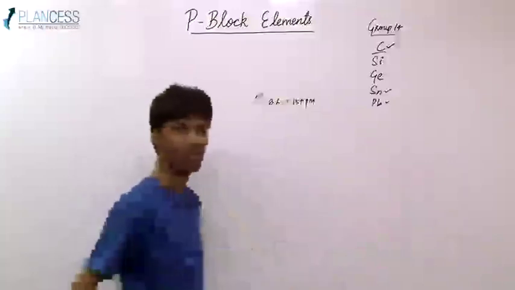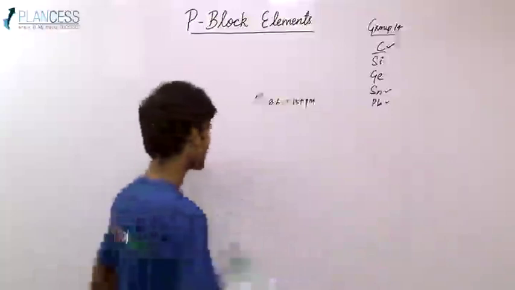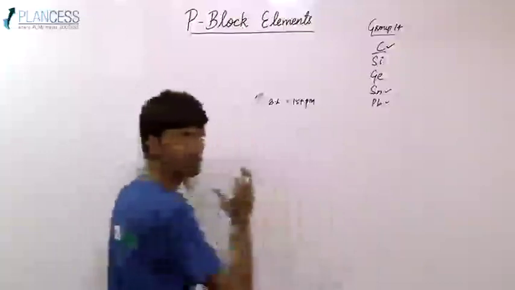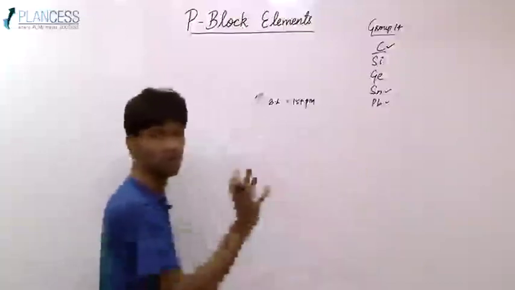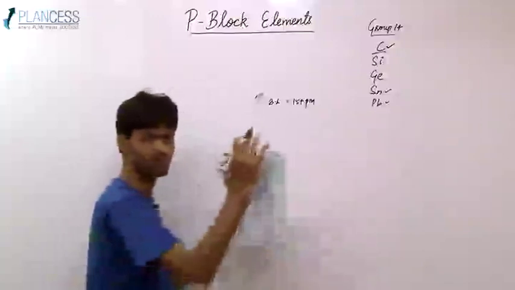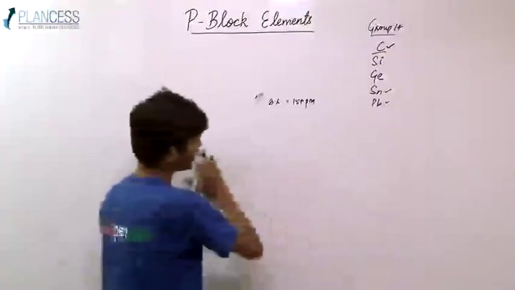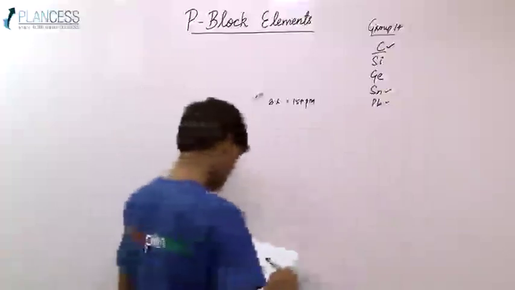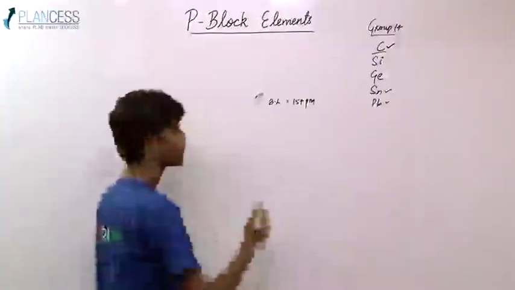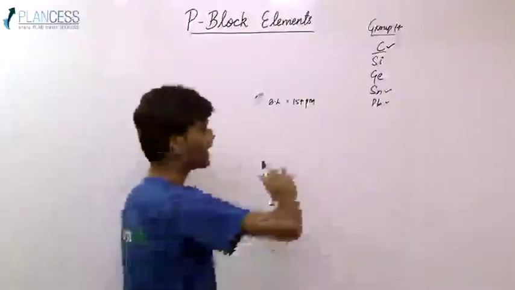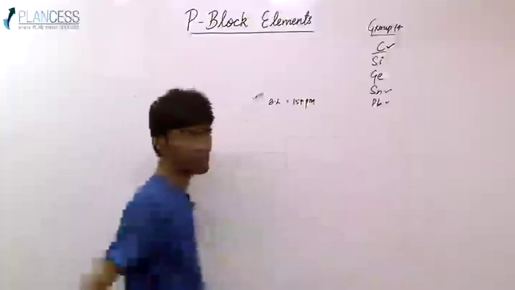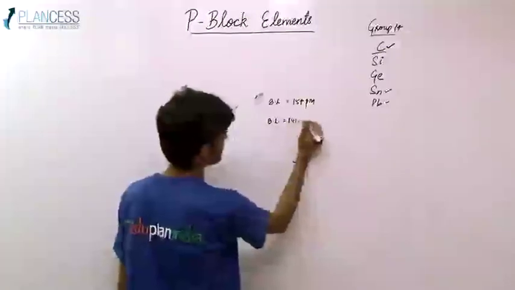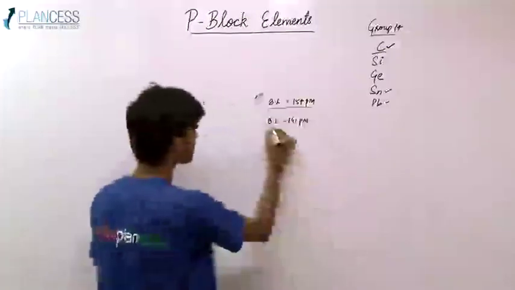The second of the allotropes of carbon is graphite. Graphite is a 2D structure made of layers, and there is a van der Waals force of attraction between the 2 layers. Because of the van der Waals forces, the distance between the 2 layers is 340 picometer, and within each layer the bond length is 141 picometer, which is less than the bond length in the case of diamond.